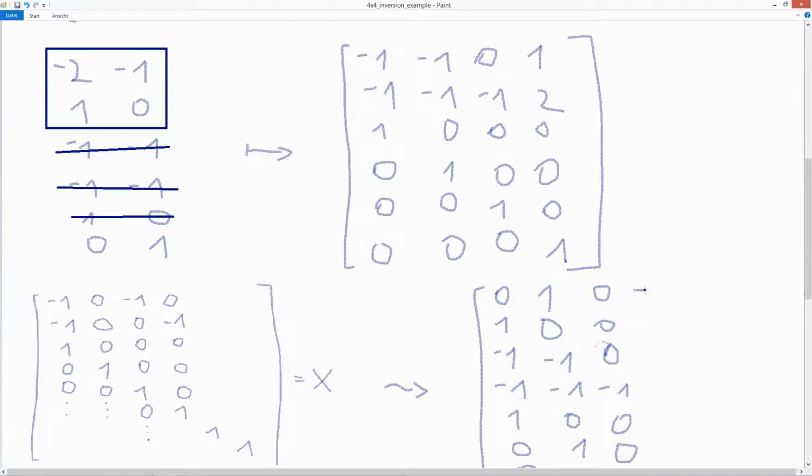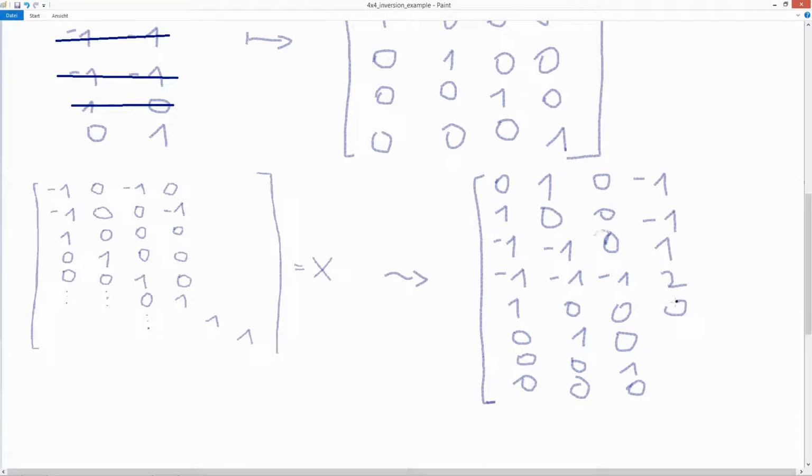So -1. 1 times -1, so -1. 1 times 1, so 1. 2. And here we have 0, 0, 0, 0, and 1.